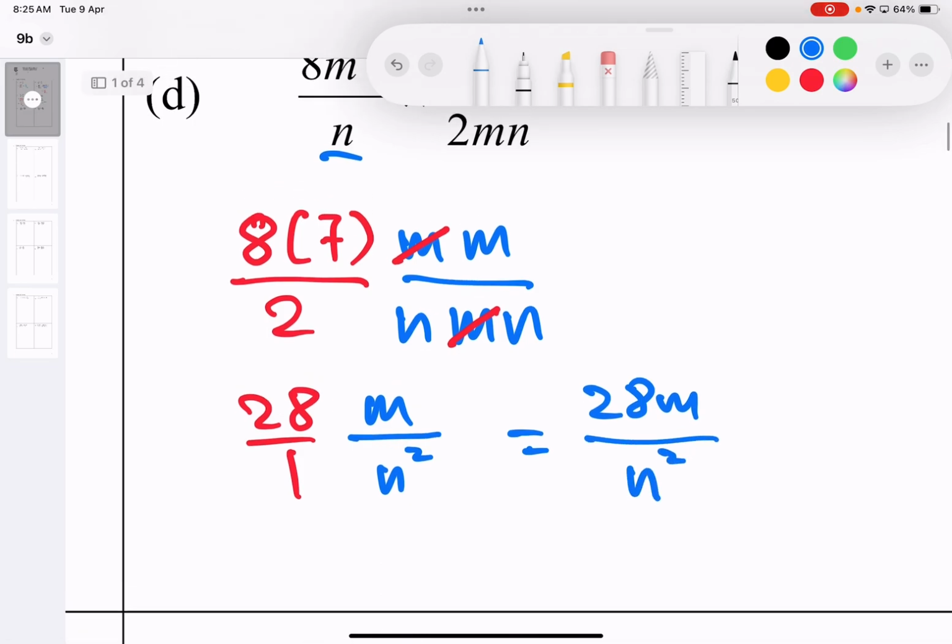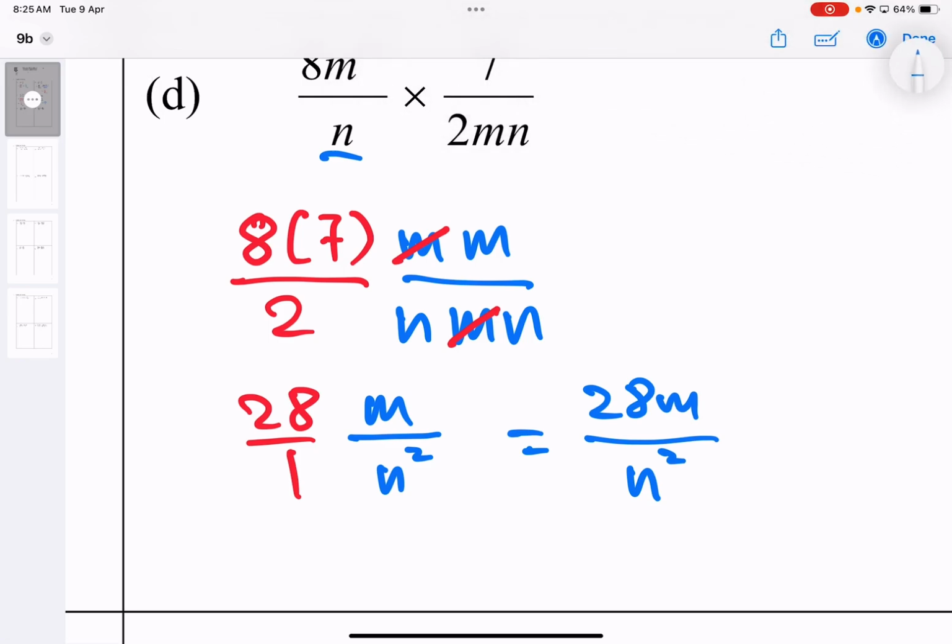I pause here. Is anyone confused? So you can use your calculator to help you to do this type of question. Just the numbers, use calculator to help you to simplify. The algebraic symbols, no choice, you just break it down and you cancel. You cancel the same thing at the top and at the bottom.